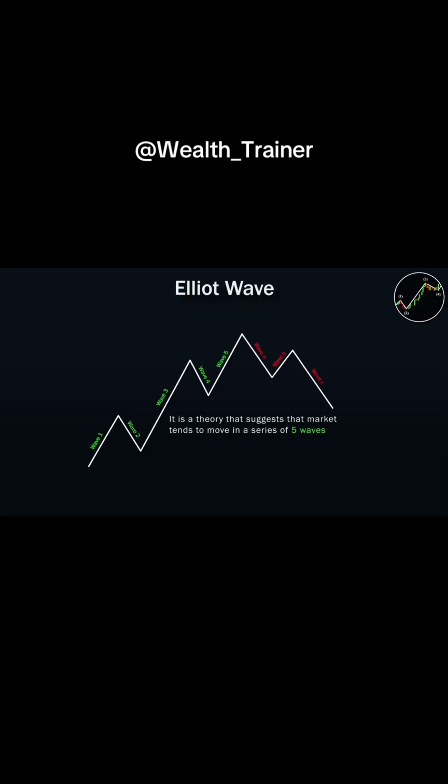Elliot Wave. It is a theory that suggests that market tends to move in a series of 5 waves before reversing and forming another set of waves in the opposite direction. By understanding the Elliot Wave sequence, traders can predict where the price is heading by following the pattern. In a chart, we can label each point of the waves as 1, 2, 3, 4, 5, and ABC.